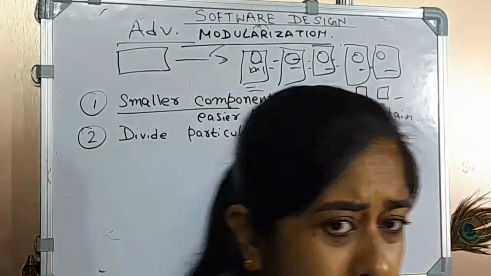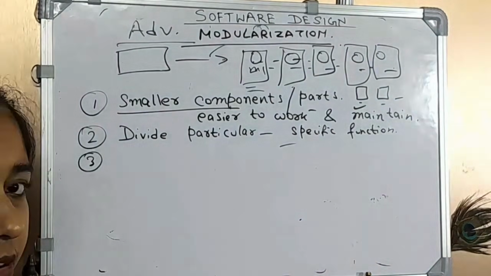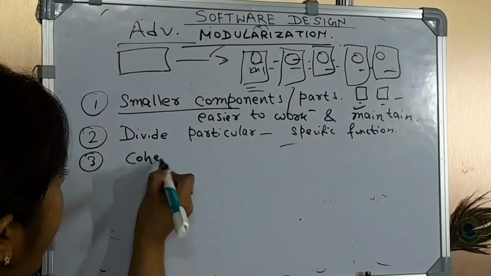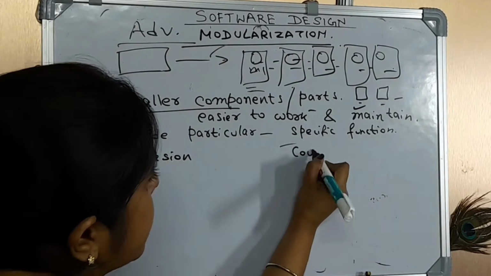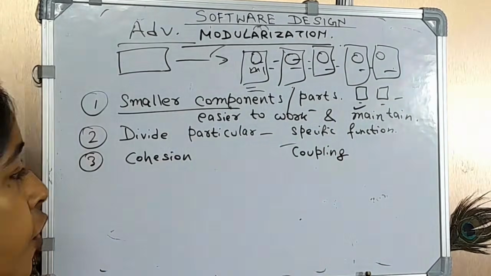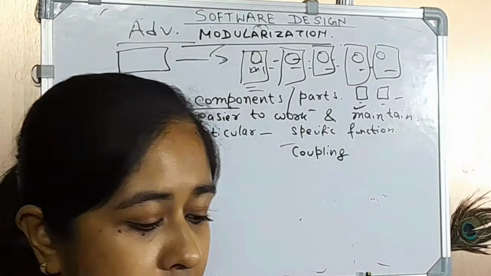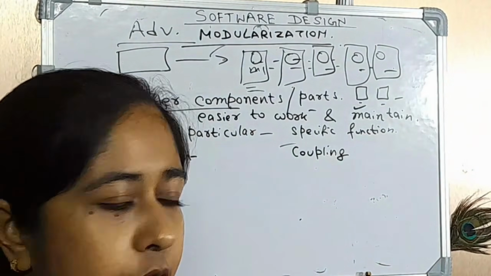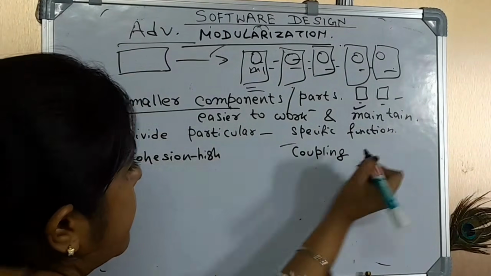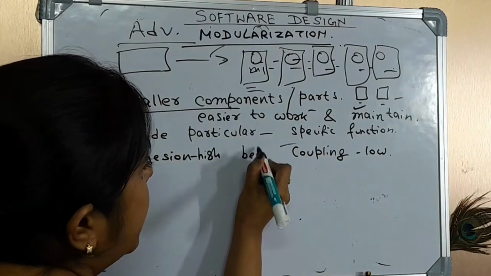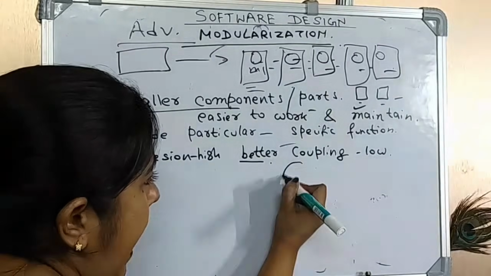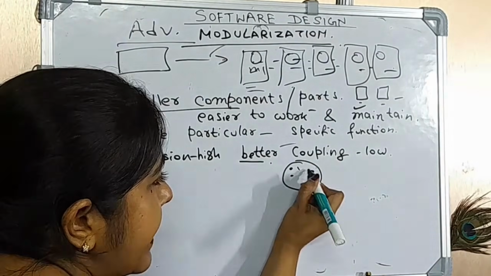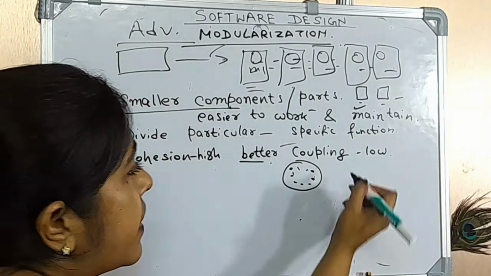Then the third thing, components with higher cohesion, and I have already told you about cohesion and coupling. Cohesion is better when we have high cohesion and low coupling. This kind of software is better. High cohesion, why? Because when you have the module and the components there, they are highly connected with each other. So you can reuse that one.